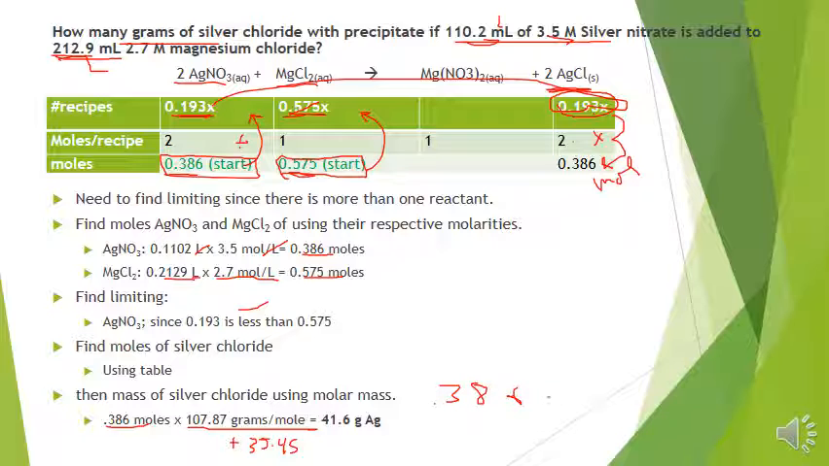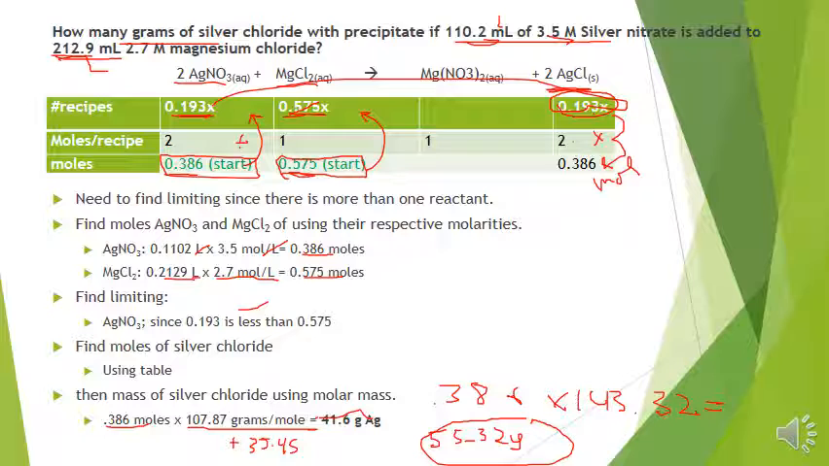0.386 moles times 143.32 grams per mole. And okay, so this is wrong. It should be 55.32 grams of silver chloride. All right. Sorry about that mistake. There's 2 mistakes in a row.